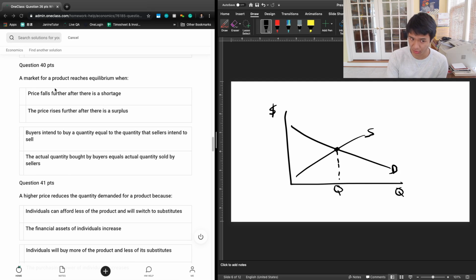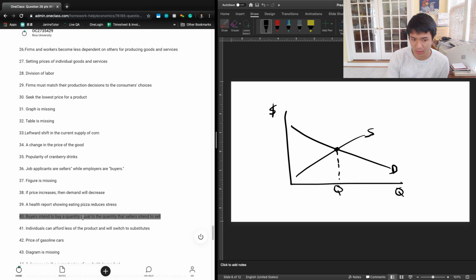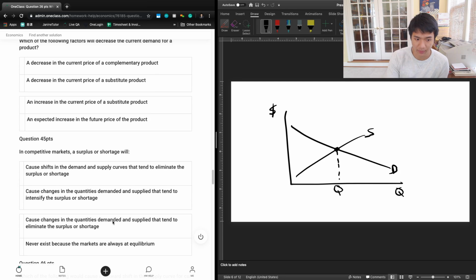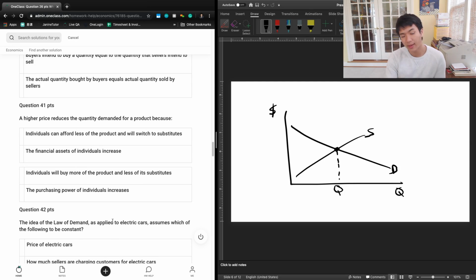So let's take a look at the previous tutor and see if they agreed with what I said. The previous tutor said 40, buyers intend to buy a quantity equal to the quantity that sellers intend to sell. Right, so that is going to be the right answer, and we can move on to the next question.